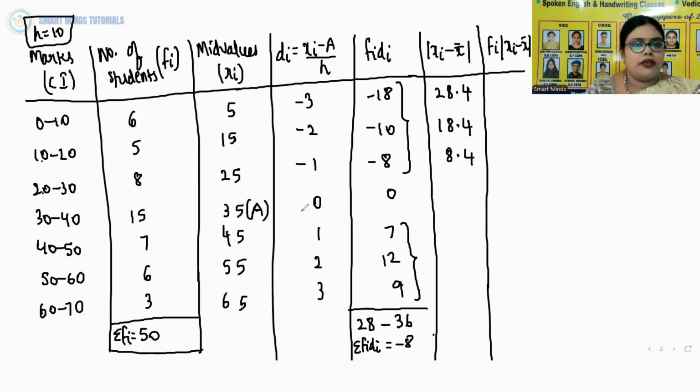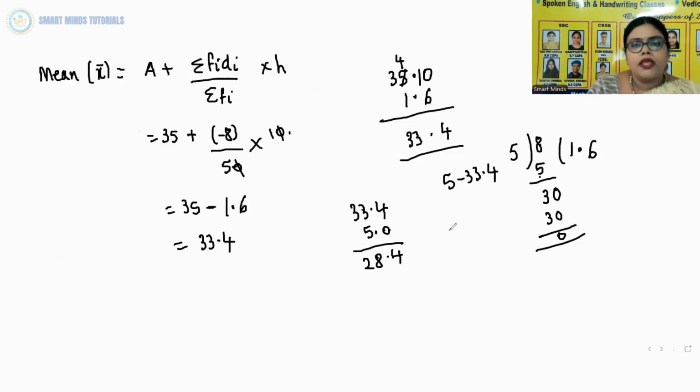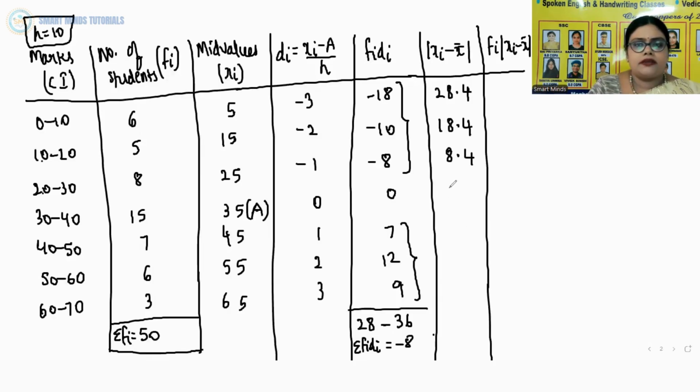So stop here. Now xi is 35. 35 minus 33.4 again you have to do. 35 means 35.0 minus 33.4. Again you have to borrow. 0 becomes 10, 5 becomes 4. 10 minus 4 is 6. 4 minus 3 is 1. So you got 1.6 here.